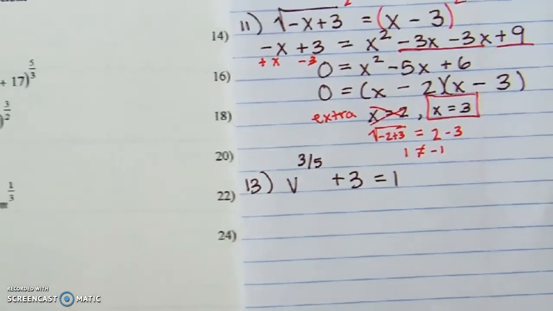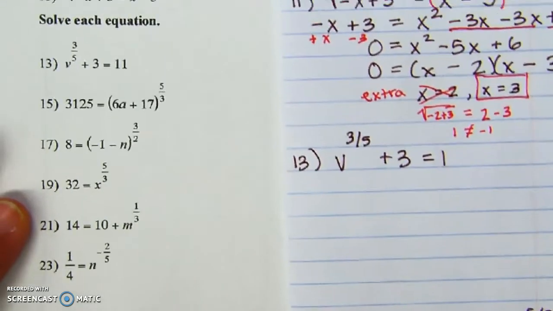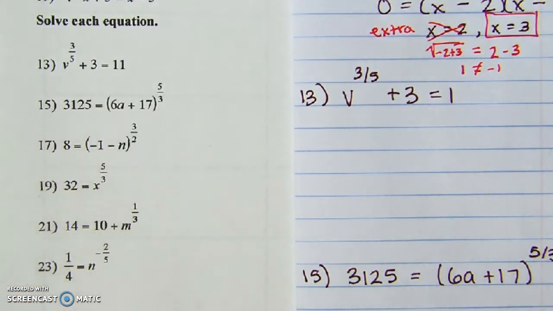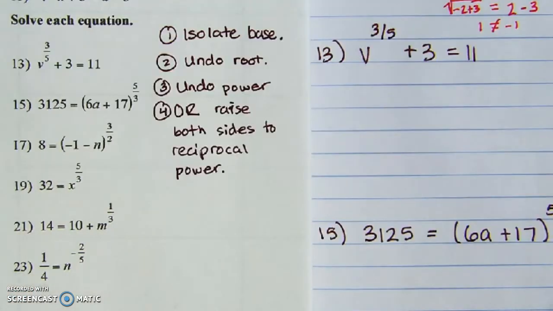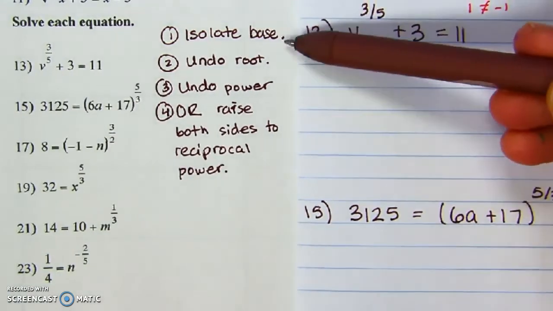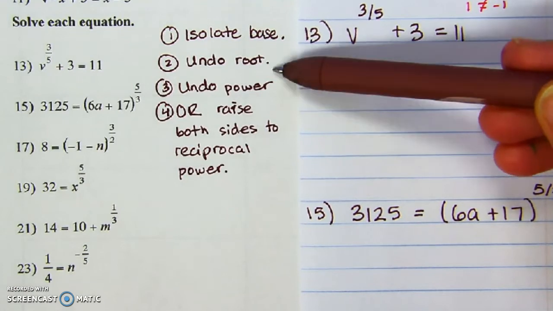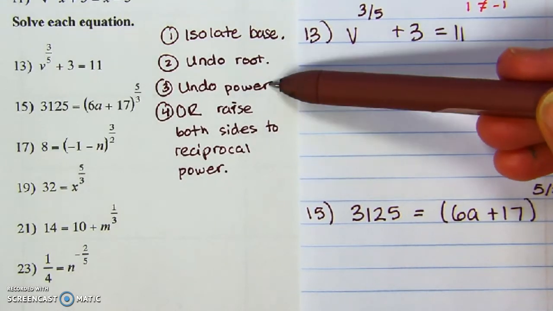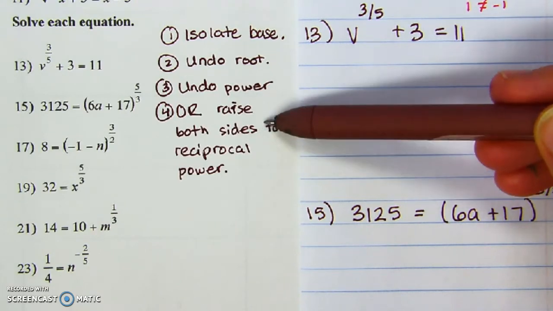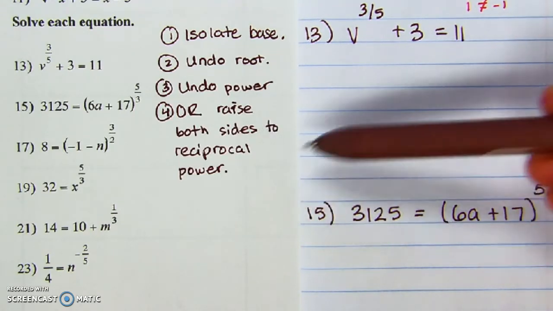Okay, now to the good stuff. You ready? How do we solve these? I'm going to pause and write down some notes, okay? Okay, step 1 is to isolate your base. And then you can do this in 2 steps by undoing the root and then undoing the power, or you can raise both sides to the reciprocal power, and I will explain.